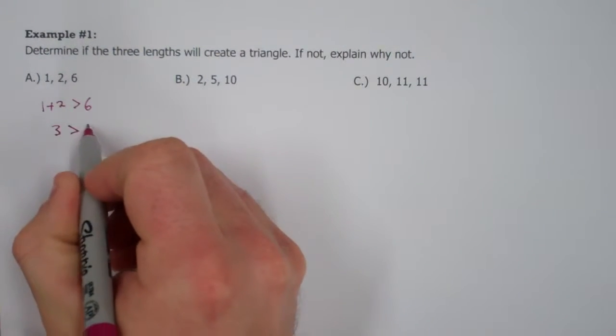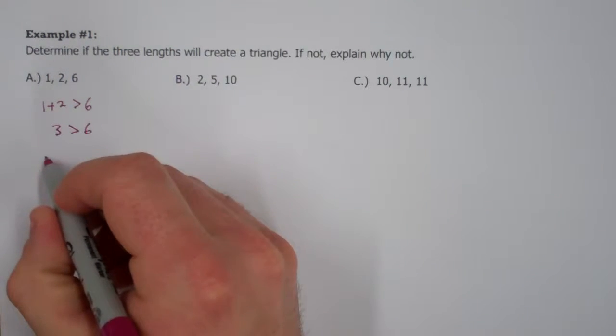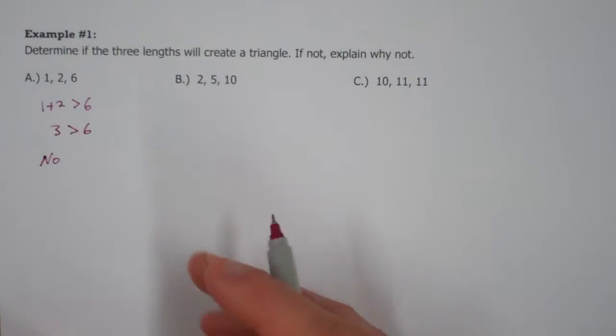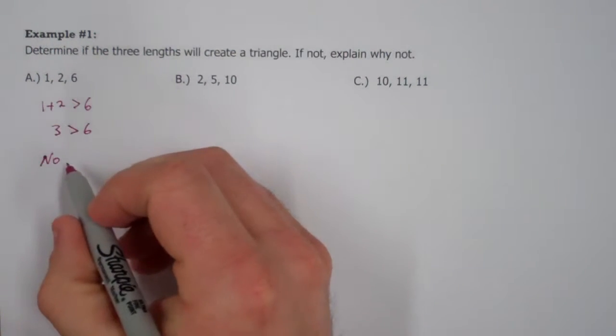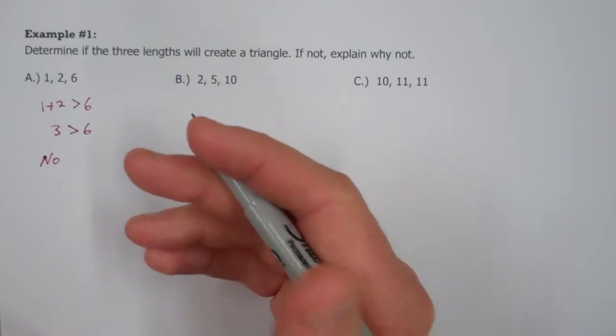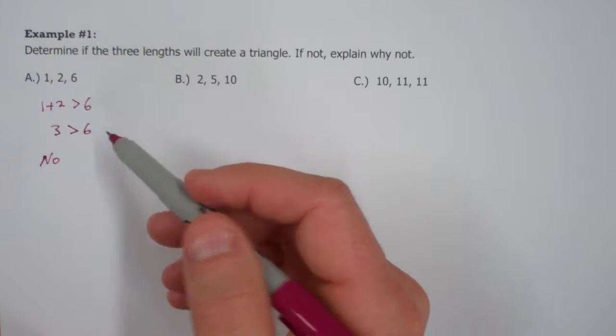So this is 3 is greater than 6, which is false. So we can right away conclude that these will not form a triangle. So we could say no, and your explanation would be the sum of two sides is not bigger than the third side for at least 1 plus 2.